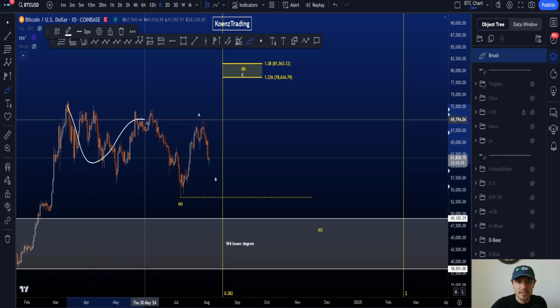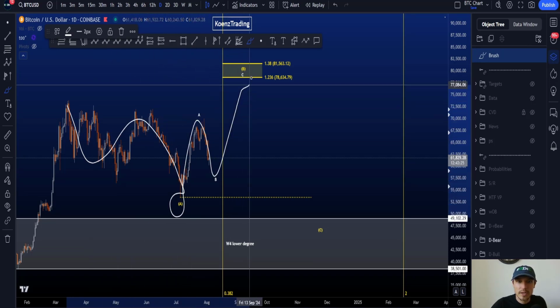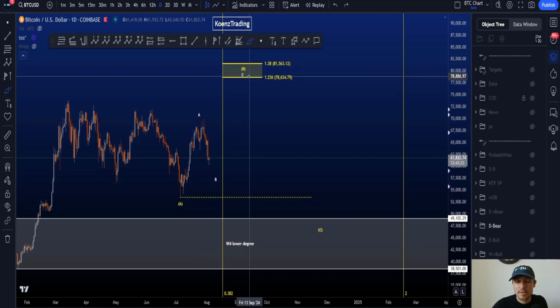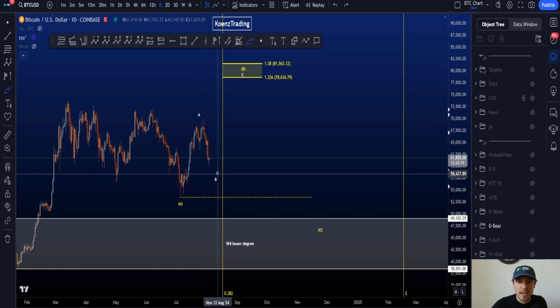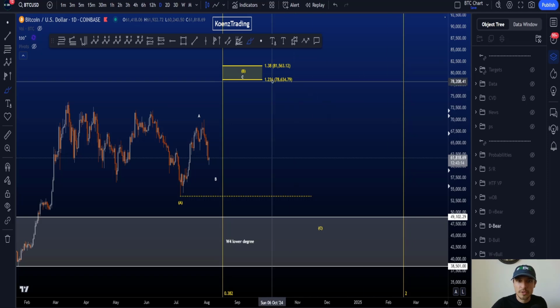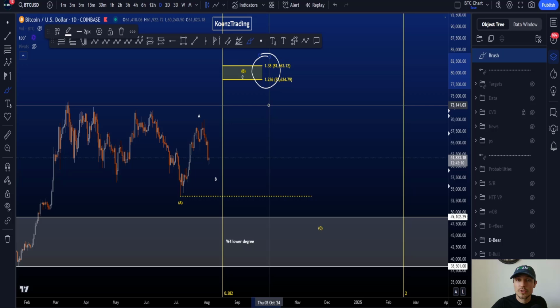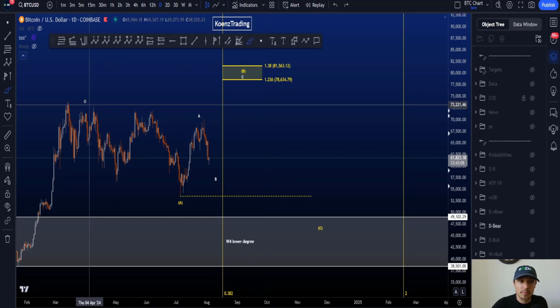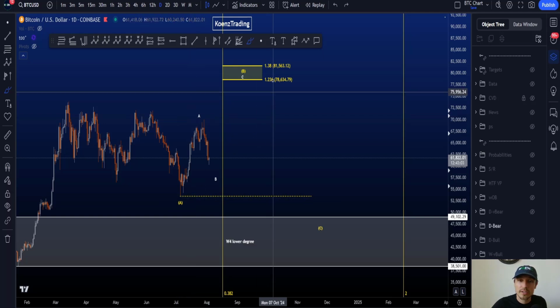So we have a finished 3-wave structure in a wave A, look for a zigzag to the upside in a wave B, a 5-3-5 structure, impulse A finished, looking for B, and then another 5-wave impulse up in a wave C. The most common target for your wave B in yellow here is between the 1.236 and the 1.38 Fibonacci, taken from the start to the end of your wave A, giving you a target between 78.6k and 81.5k.